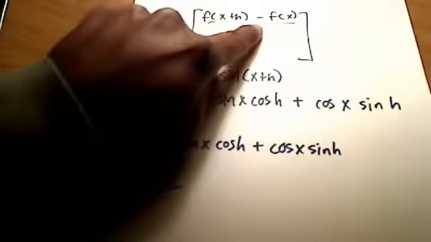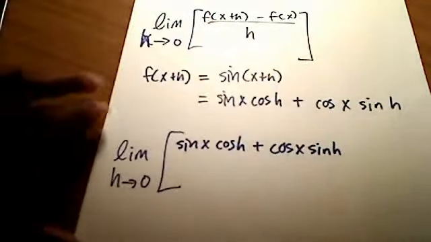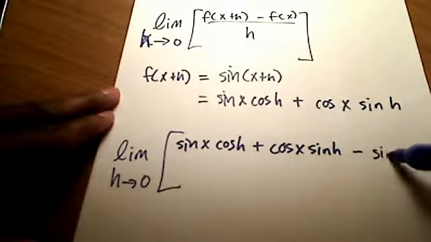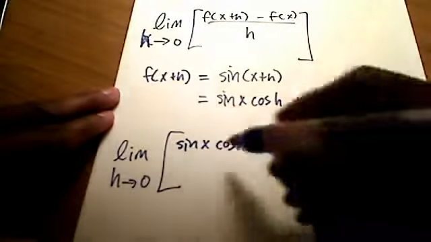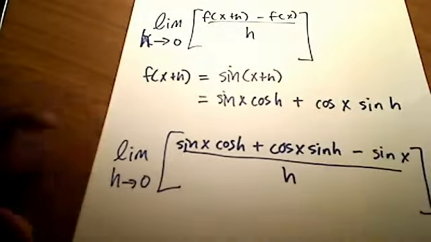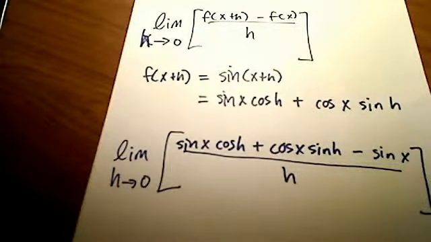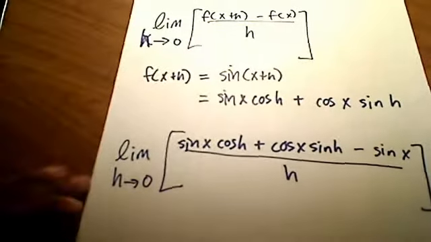Okay, and then minus my f of x. Well, my f of x was just simply the sine function. So minus sine x. And this is all over h. So I'm going to pull some algebra tricks and also use those useful limits that I just showed you a little bit earlier here.